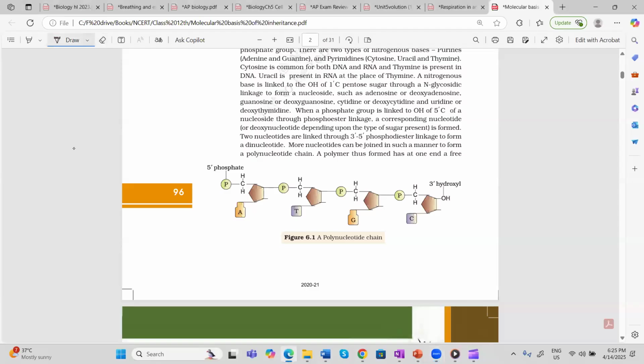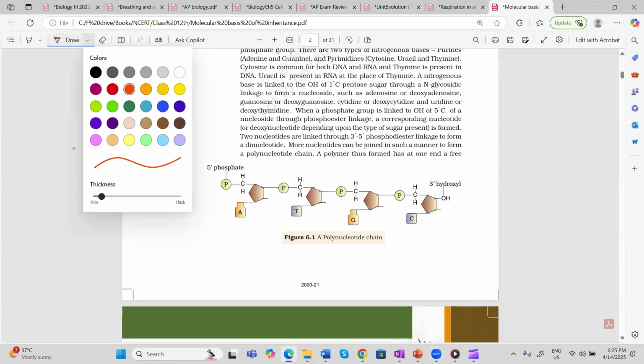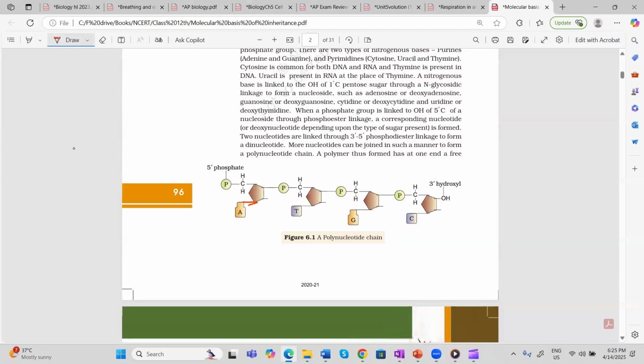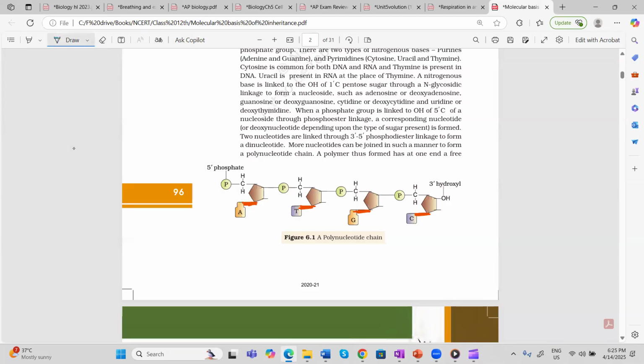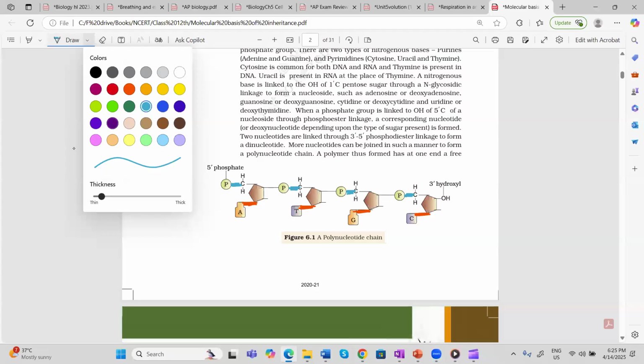If I ask you a question, what is this one? So please try to help me out. What is this bond? Tell me, what is this bond? N-glycosidic bond. Very good. Tell me, what is the name of this bond? Phosphoester bond. Very good. How many glycosidic bonds have we drawn? 4. How many phosphoester bonds have we drawn? 4.